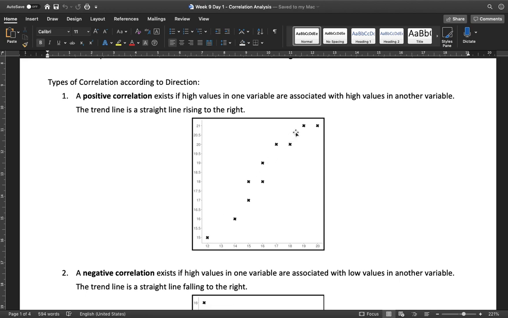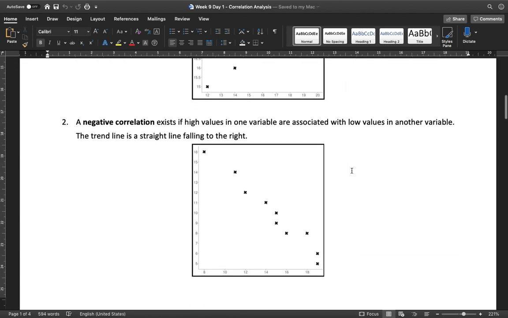Kasi hindi naman din talaga magiging perfect yan unless yung perfectly on a straight line sila. Tawag naman kasi doon ay perfect correlation eh. Pero it rarely happens. So, as long as it resembles a straight line, positive na yun. Yan. So, I'm tracing right now kung ano yung possible trend line niya. Rising to the right, ibig sabihin nun, positive ang correlation.